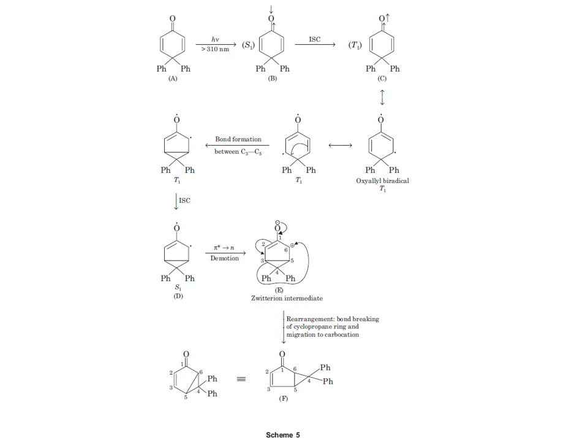So that is the main mechanism. The C3-C5 bond formation in the excited state is followed by the intersystem crossing, that is the ISC, and electron demotion to give the zwitterionic intermediate. And this zwitterionic intermediate is then rearranged to the observed bicyclic product that we observed in the last slide. This is actually the bicyclic product.